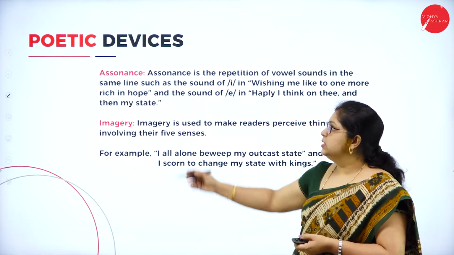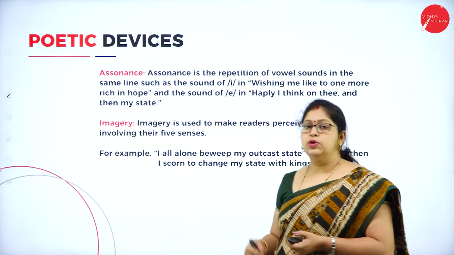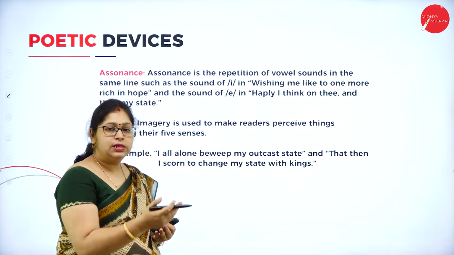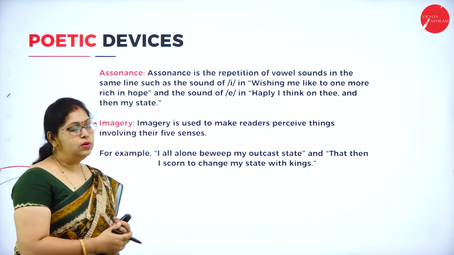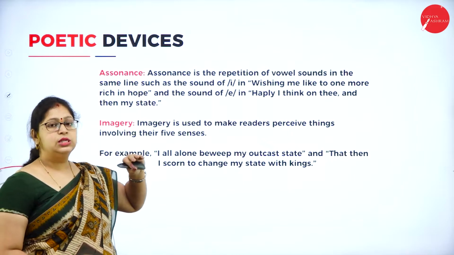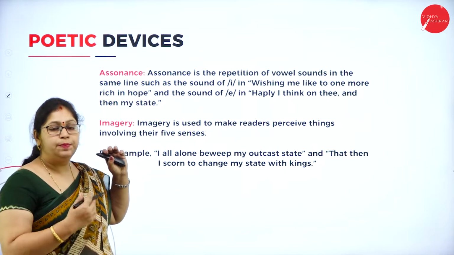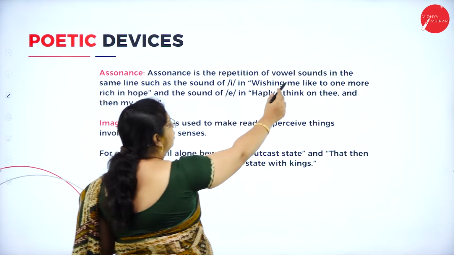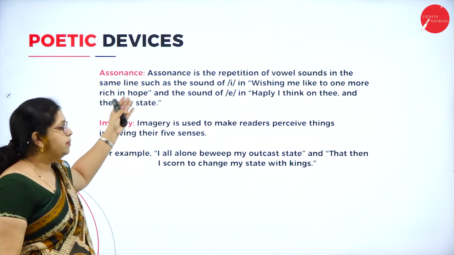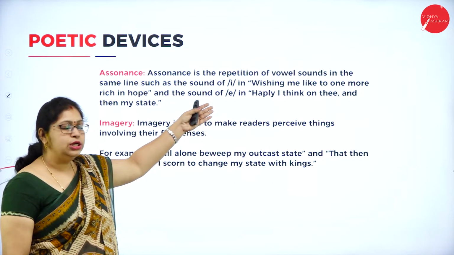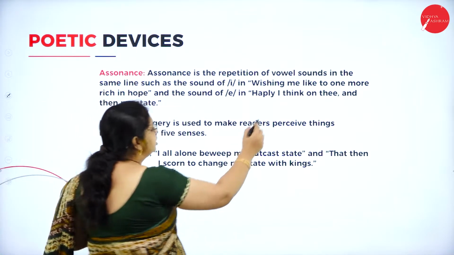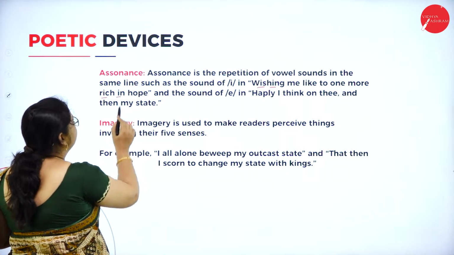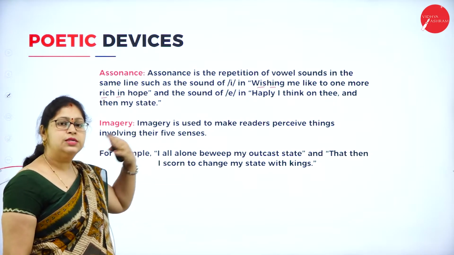Now let us discuss some of the poetic devices. Poetic devices means the literary devices used here. Some of the figures of speech are used that we are going to discuss. Assonance. Assonance means the sound of the vowel is repeated. It is used again and again. Assonance is the repetition of vowel sounds in the same line, such as the short I sound in the line wishing me like to one more rich in hope. So this same sound is repeated.